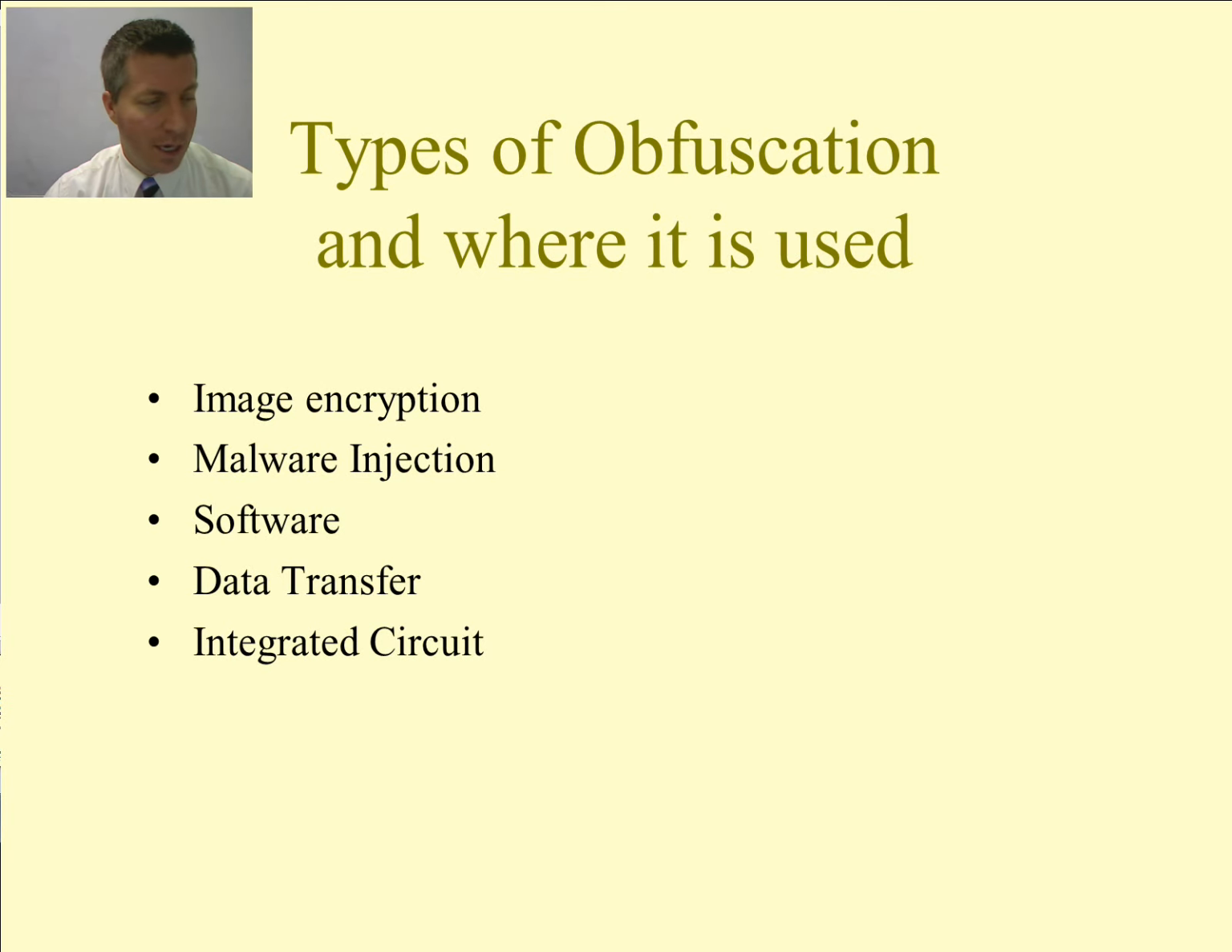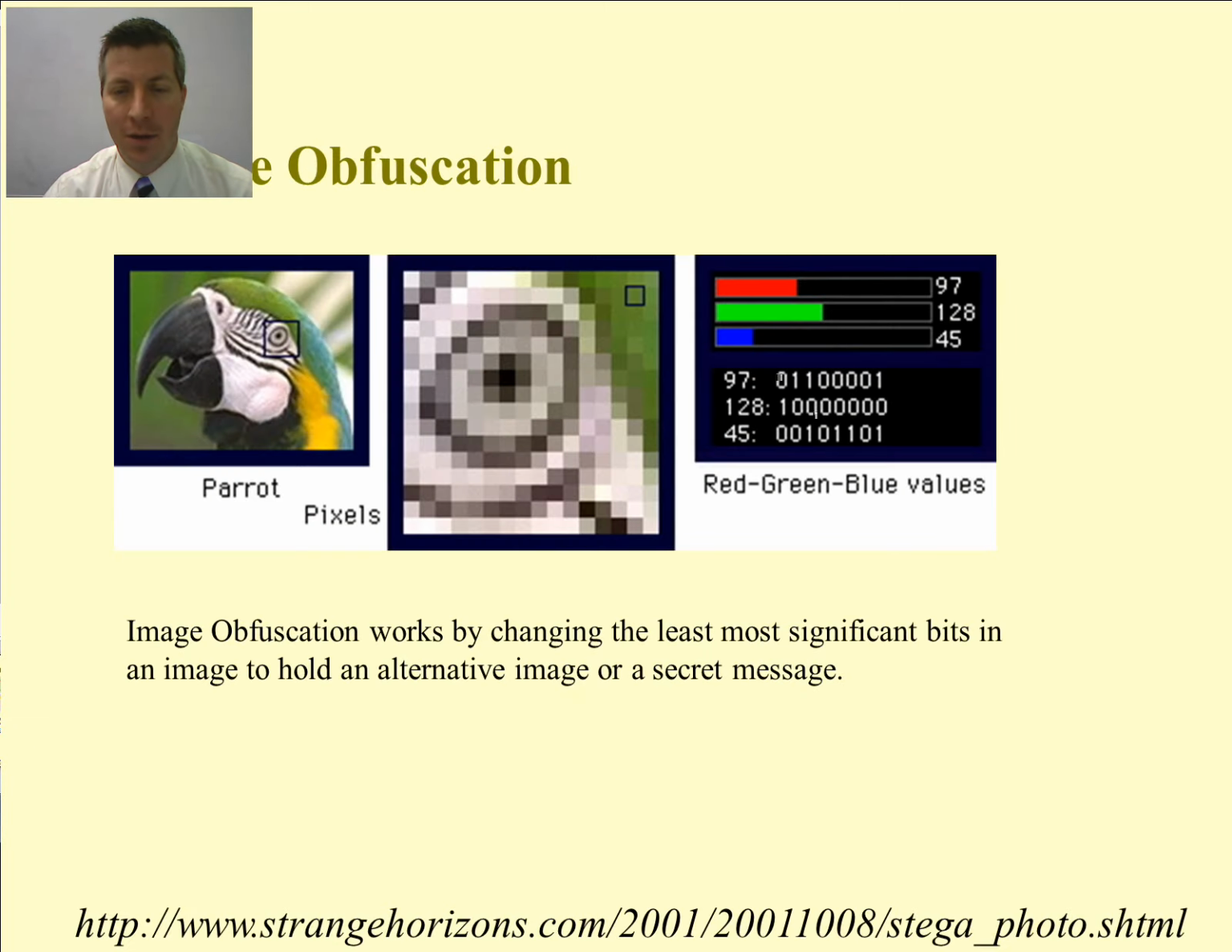Types of obfuscation that we have: image encryption, malware injection. Software can be obfuscated. This is often done so that it makes it a lot harder to reverse engineer, so that even if you do, the code that you get back is not going to be very easy to understand. Transferring data, we might want to obfuscate it there, and in an integrated circuit, which I'll show you an example of in a little bit today.